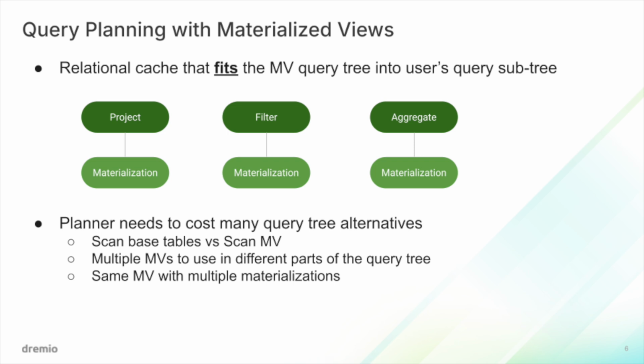The way I like to think of MVs is that it's a relational cache. The planner is really trying to fit the MV's query tree into the user's query tree. When I say fitting, I mean the planner is trying to figure out what relational operators it needs to put on top of this materialization so that it looks like some part of the user's query tree. For example, if your materialization projects more columns than the user query really needs, you just put a logical project on top and select the columns that you want, and put that into some subtree of the user query.